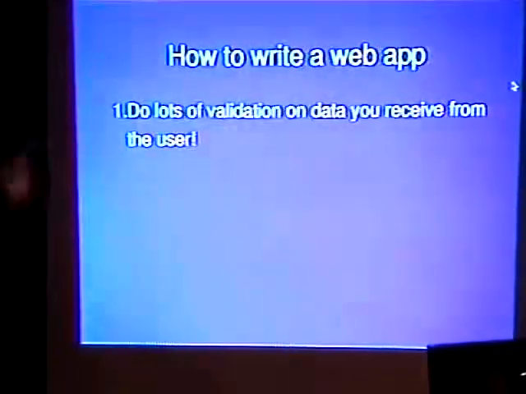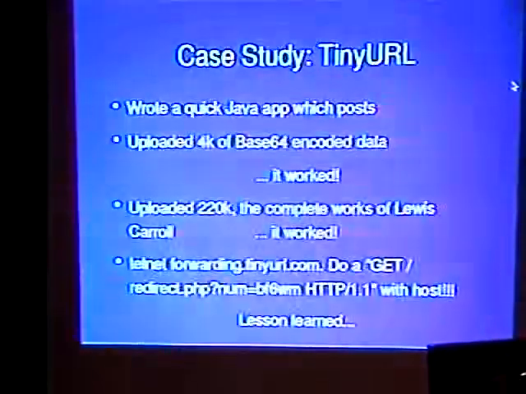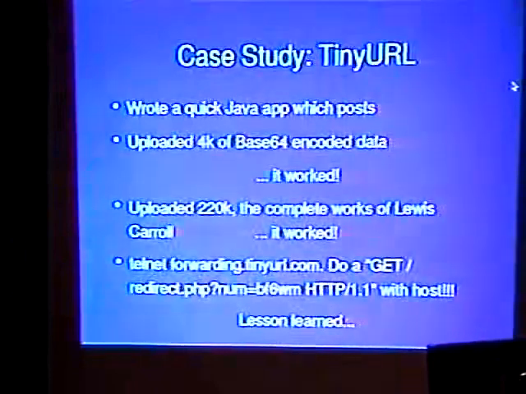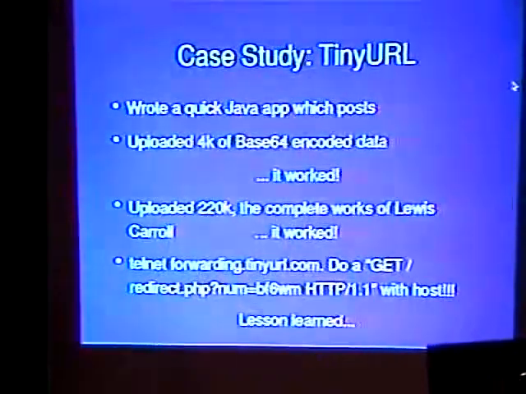This is how you write a web app. You don't just go, oh, yeah, I'm supposed to be accepting URLs, but I don't really care if it has HTTP:// or a .com or anything in it. Just give me anything, I'll take it. So that's a little odd. So, doing a little more, I wrote a quick Java app to make an HTTP request for me, and I uploaded 4K of base 64 encoded data. And it worked. So I uploaded the complete works of Lewis Carroll.